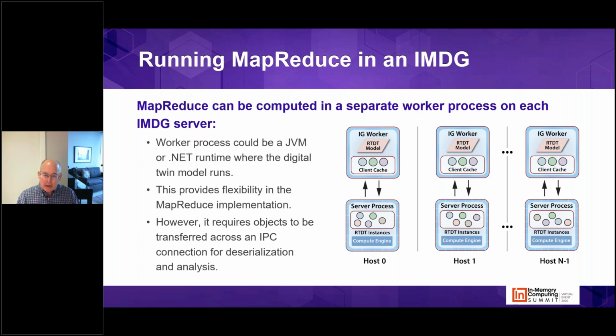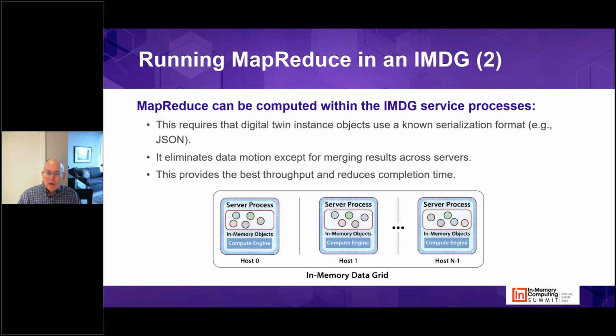The problem or the limitation is that it requires the state data for all of the instances to be communicated across a connection, an IPC connection, between the data grid server process and the IG worker process. And this can impact overall scalable throughput and create more overhead, typically CPU overhead for the server. So another way to do this is to run it within the server process where the data is held itself, the data grid, instead of in the IG worker process.